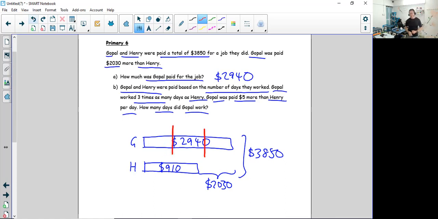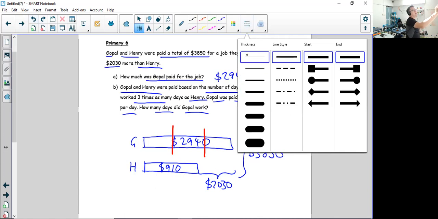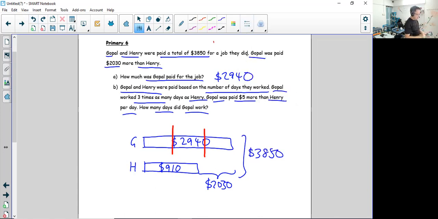And then can you find how much is one group of days? How much is one group? You take 2940 and divide by 3. So how much is one group? One group is $980, and this is another group, and this is another group. Now if you still remember earlier on, if you can find something that's equal number, you can make one group already.